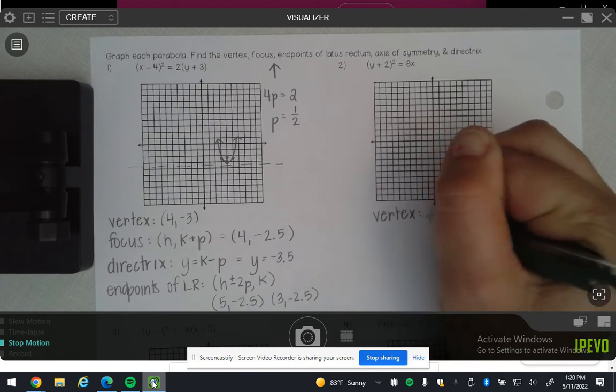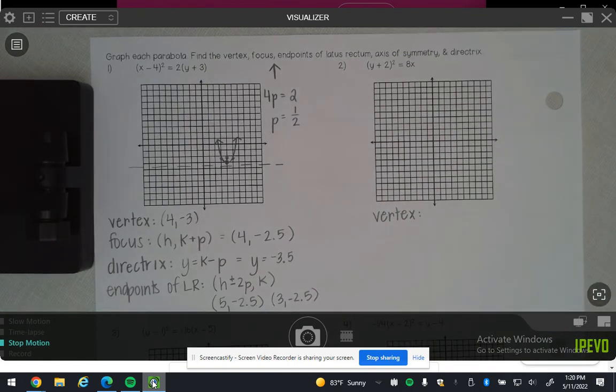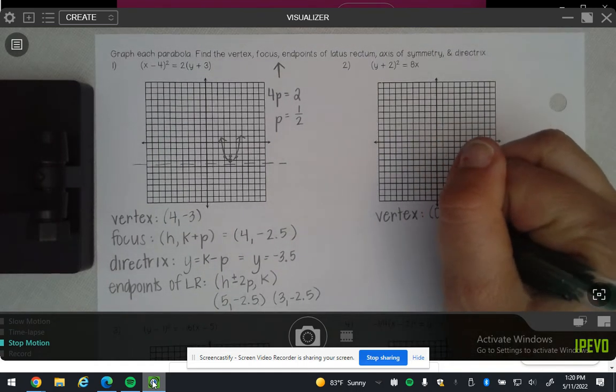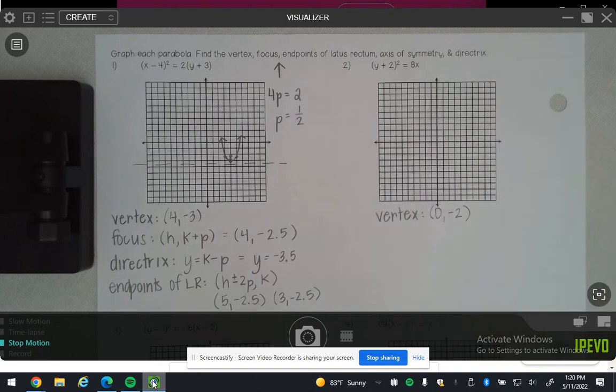Number 2. This is a y squared. So it's either going to open left or open right. Okay? What's my vertex? What's H and what's K? 1 and 2. Careful. -2, 0. It's 0 because there's nothing subtracted with the x. So it's (0, -2).